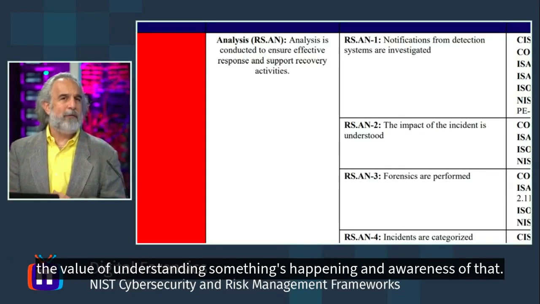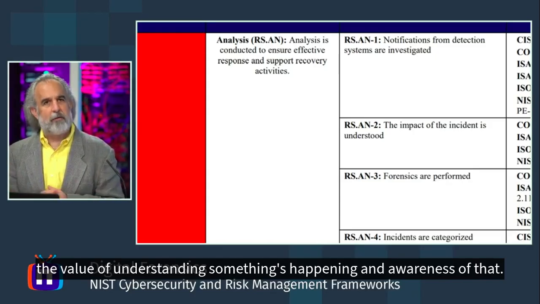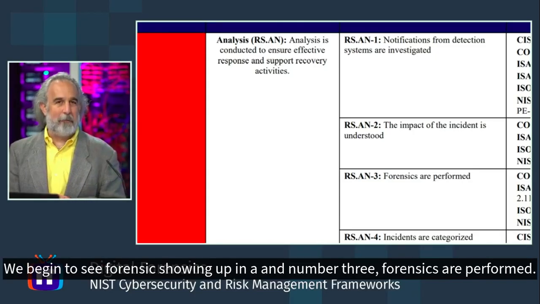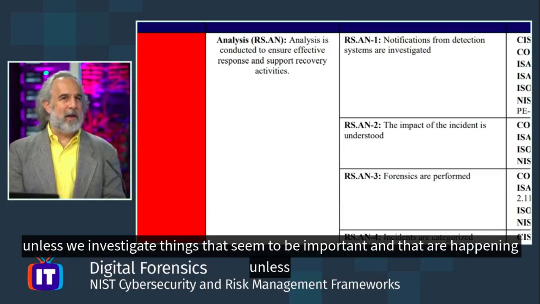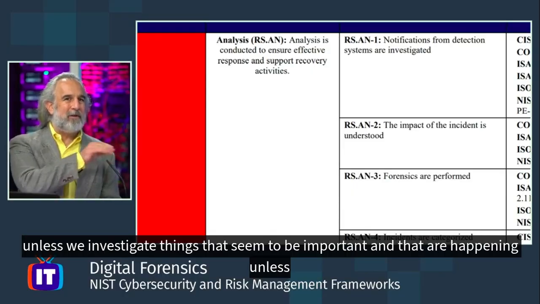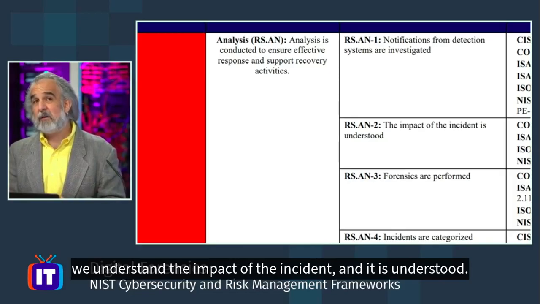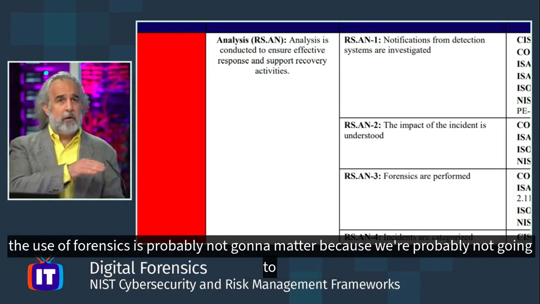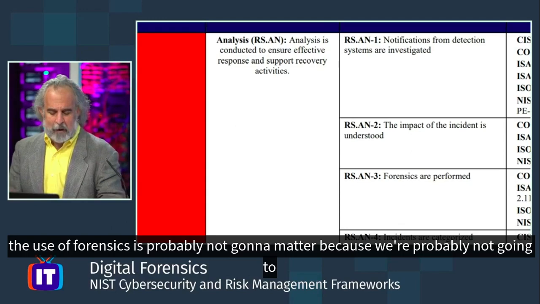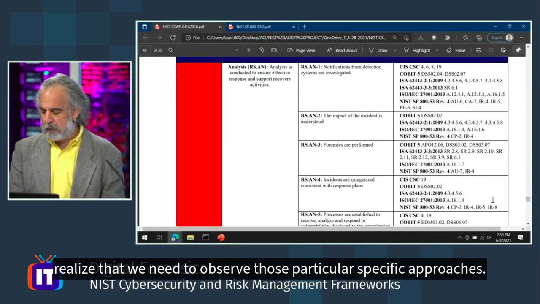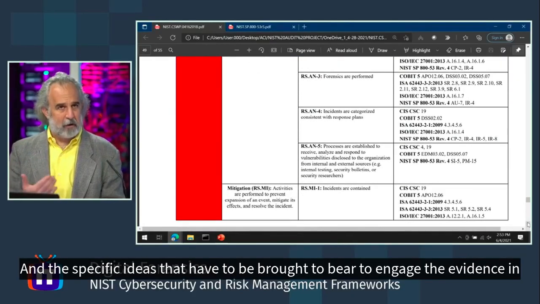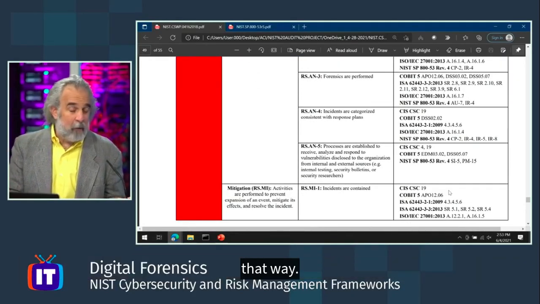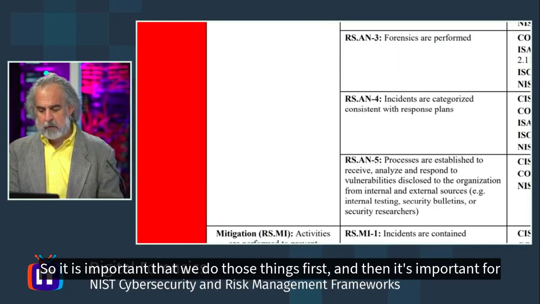Well, we've talked about the value of understanding that something's happening and awareness of that. We begin to see forensics showing up in number 3. Forensics are performed. Well, we've just talked about the logic of what forensics are, but think about it. Unless we investigate things that seem to be important and that are happening, unless we understand the impact of the incident, and it is understood so we know that it's important, the use of forensics is probably not going to matter, because we're probably not going to realize that we need to observe those specific approaches and those specific ideas that have to be brought to bear to engage the evidence in that way. We're probably not going to act that way. So it is important that we do those things first.